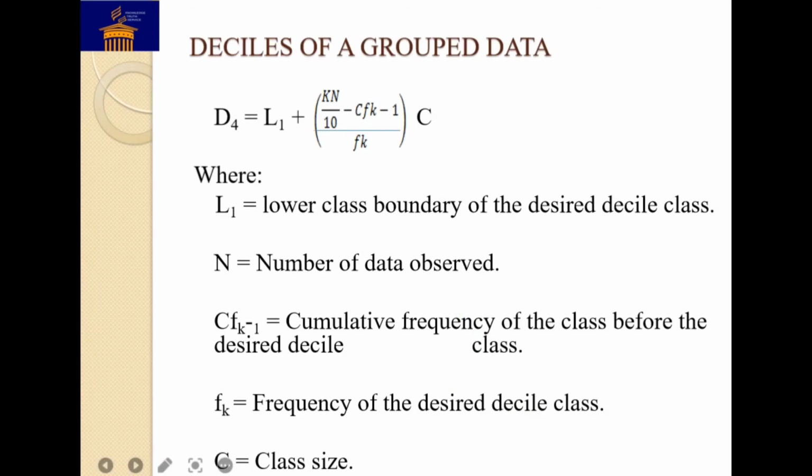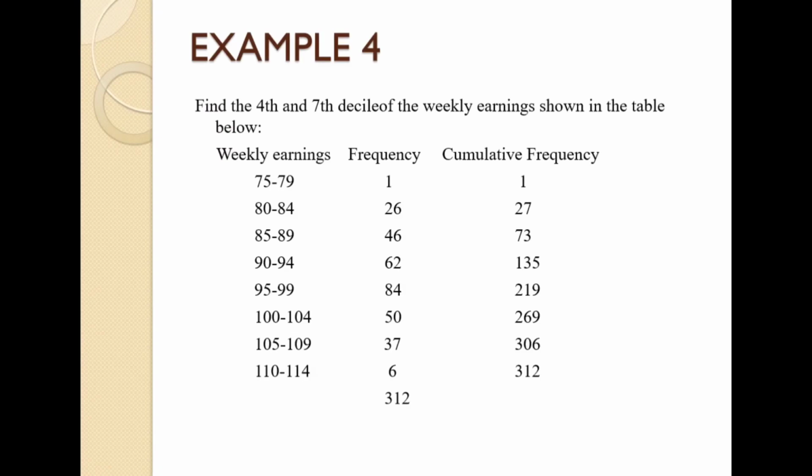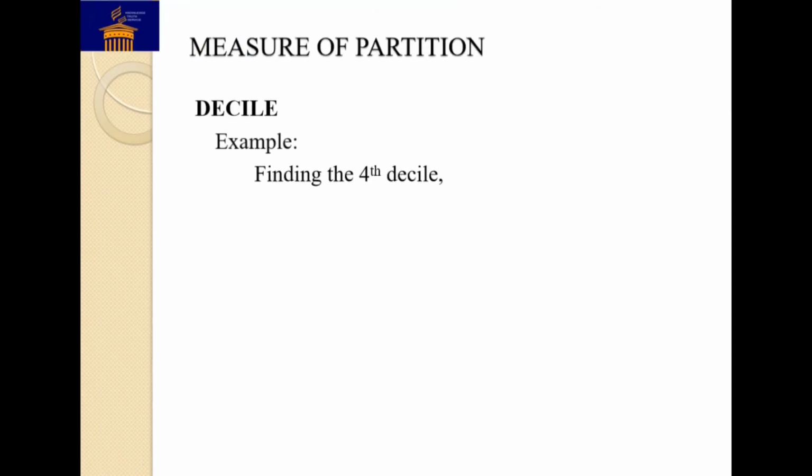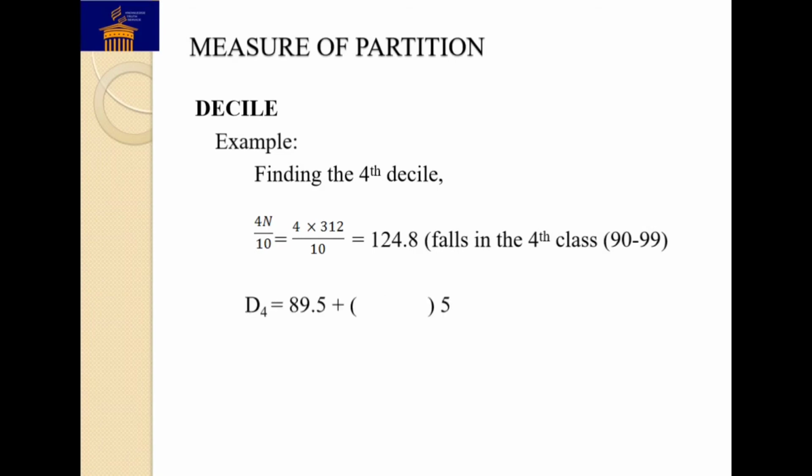And your C is your class size. So let's take a look at the same example, but now we'll be looking for the 4th and the 7th decile of these weekly earnings. The same example we saw for quartiles, let's solve for the 4th and the 7th decile. So solving for the 4th decile, the first thing we need to do is find the 4th decile class and where it falls.